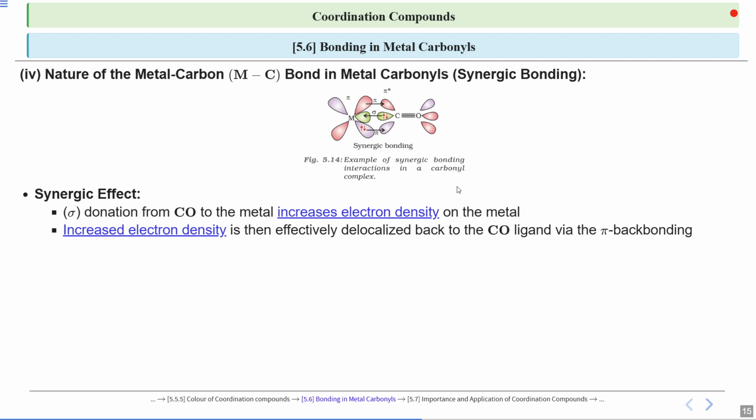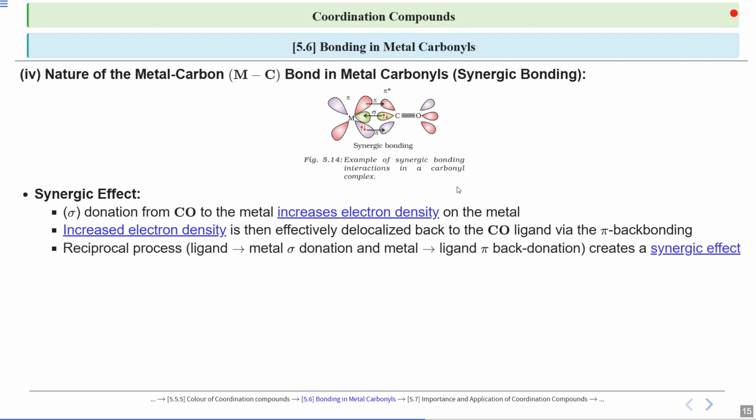So this will make the metal unstable after the increase of the electron density, right? It only wants a certain number of electrons on it. So due to this increasing electron density, the electrons are delocalized back to the carbonyl, not directly, but via pi back bonding by donating the electron to the pi star anti-bonding orbital. So this is a reciprocal process. That means the ligand will give the electrons to the metal by sigma donation, and the metal gives the electron to the ligand by pi back donation.